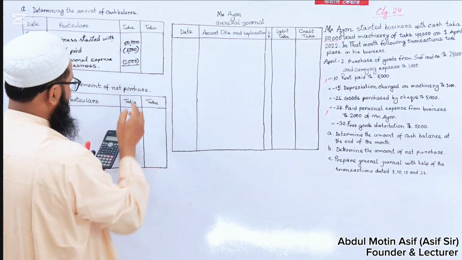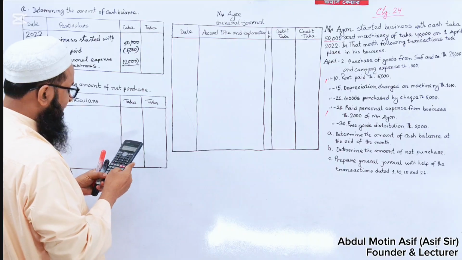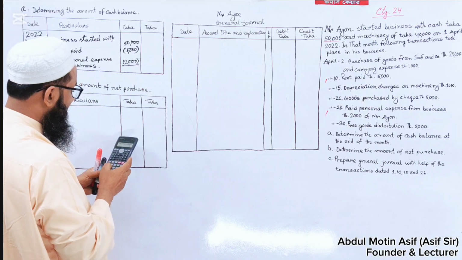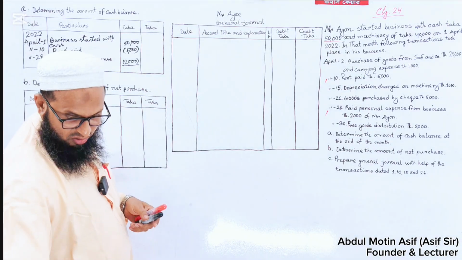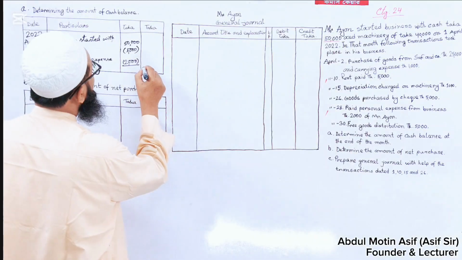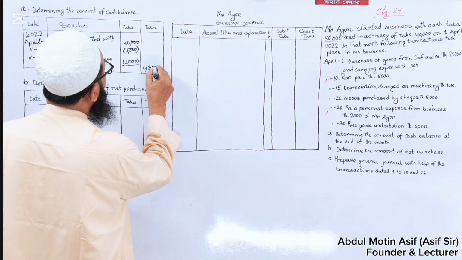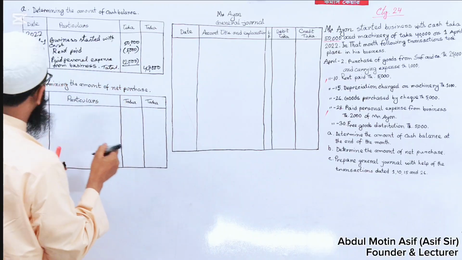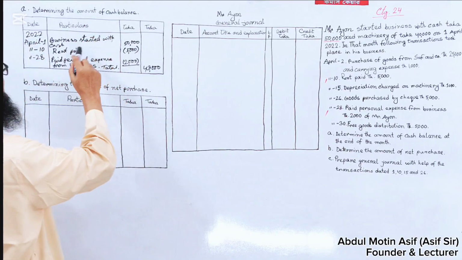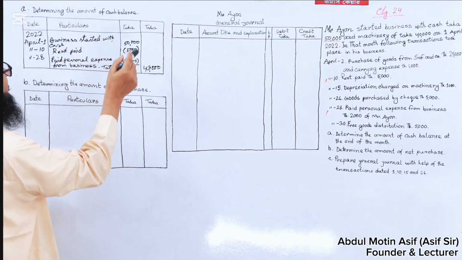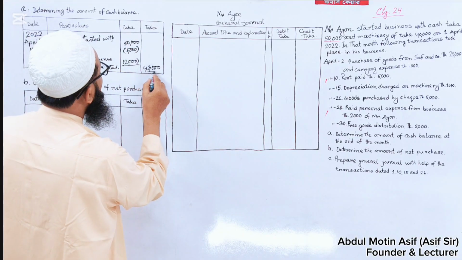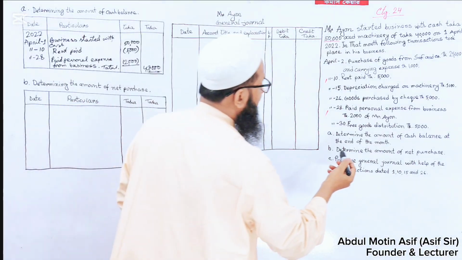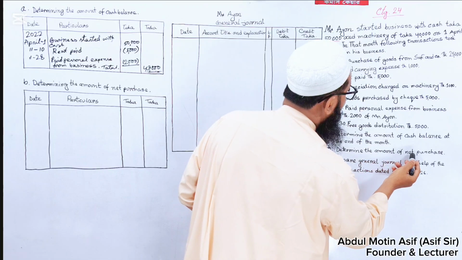Now we will calculate 50,000 less 5,000 less 2,000. The amount is 43,000 total. Okay, dear students, we determined the amount of cash balance at the end of the month, 43,000. We have closed. Then we will determine B, the amount of net purchase.